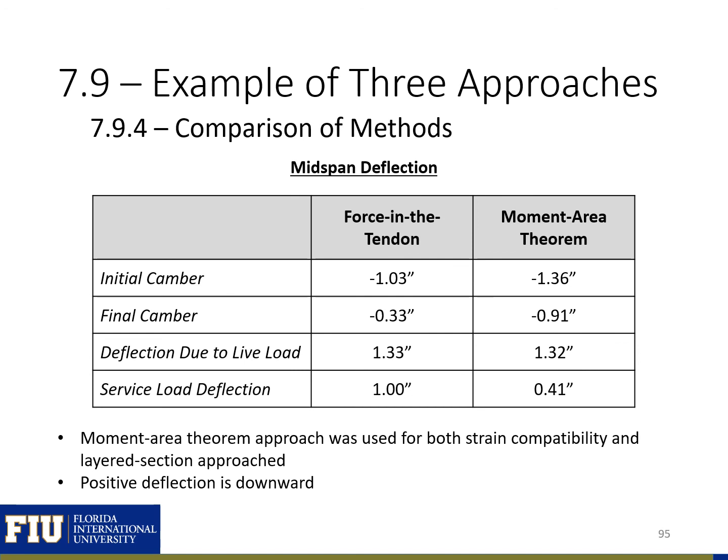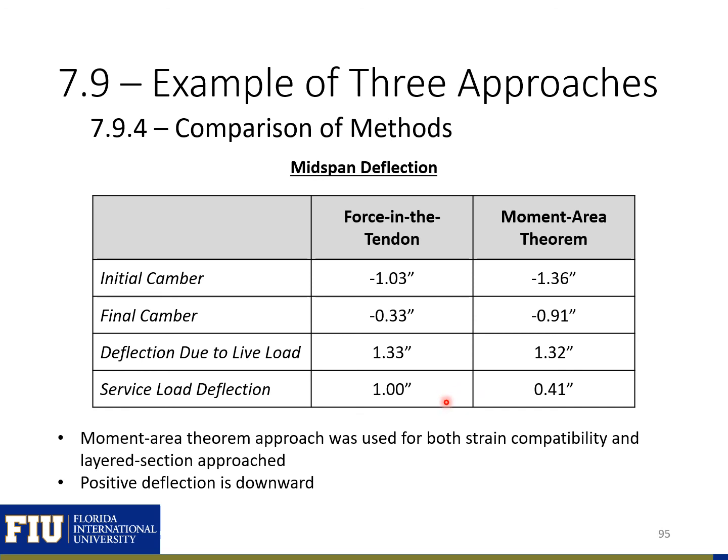Finally, we can compare our midspan deflection using the Force-in-the-Tendon approach discussed in this module and the moment area theorem approach, which we discussed in Module 5 and then used in the Module 6 example. So you can see we have pretty similar initial camber. Our final camber starts to get a little off. Our deflection due to live loads are very similar, but because of that difference in final camber, our total service load deflection is about 0.6 inches different.